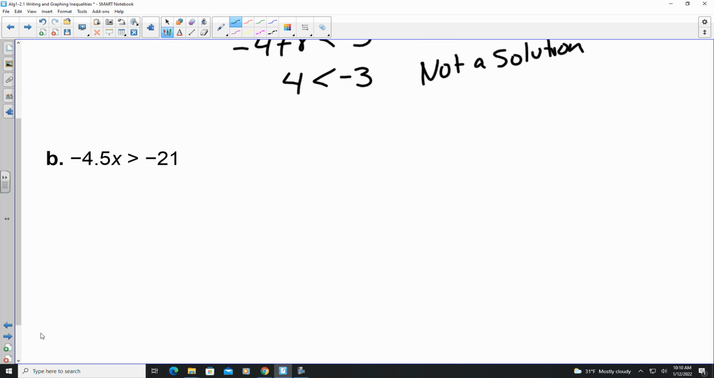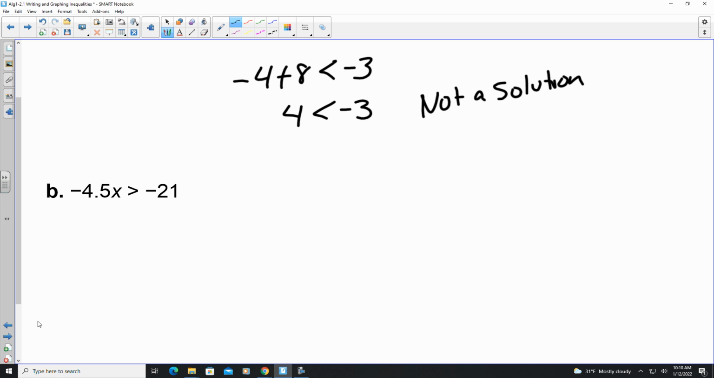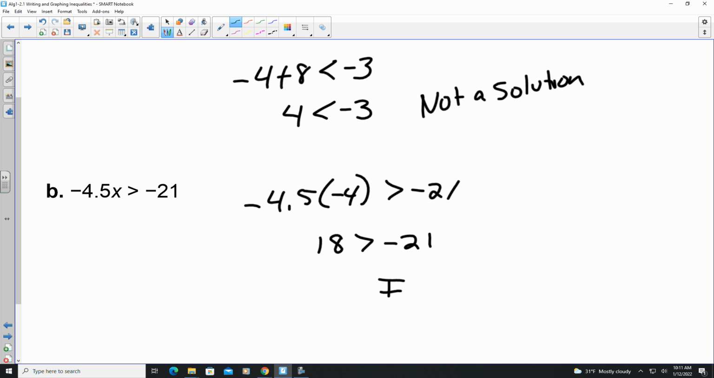Looking at B, here I'm going to take negative 4.5 and multiply it by negative 4, and I want to see if that's greater than negative 21. So negative 4.5 times negative 4 gives us a positive 18. Is positive 18 greater than negative 21? Yes, it's a solution.